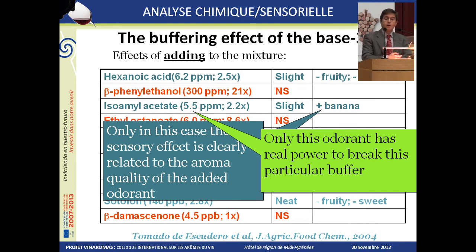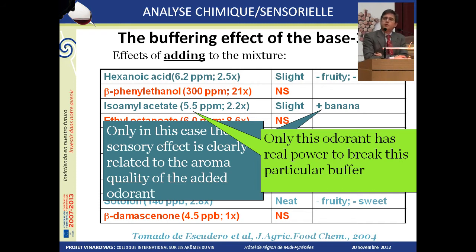And again, only in one case, there was a connection between the sensory changes and the sensory properties of the odorant, and that was, again, in the case of isoamyl acetate. So we really can conclude that only in this case, in this particular buffer, which cannot be generalized, isoamyl acetate has been the single molecule able to break the buffer and to communicate to the mixture the typical banana aroma.